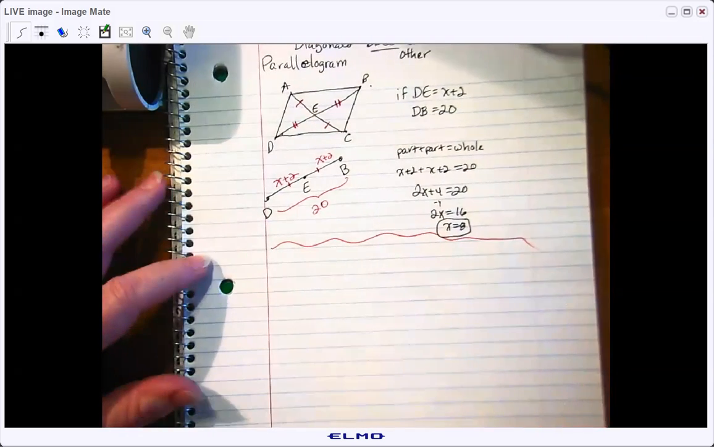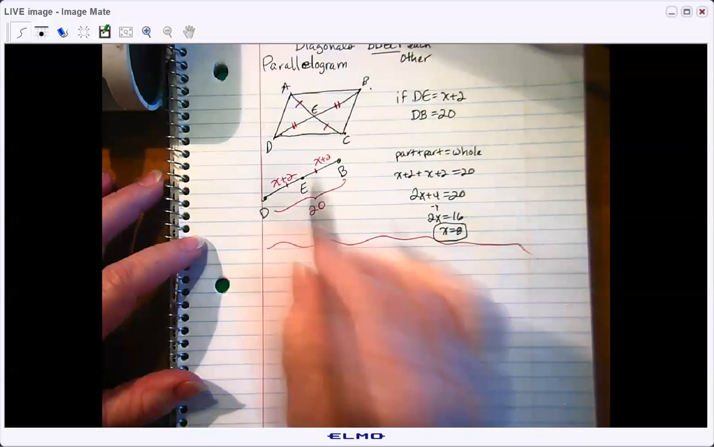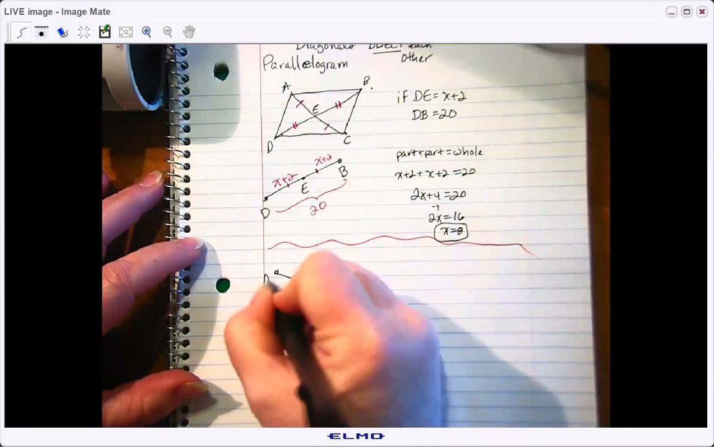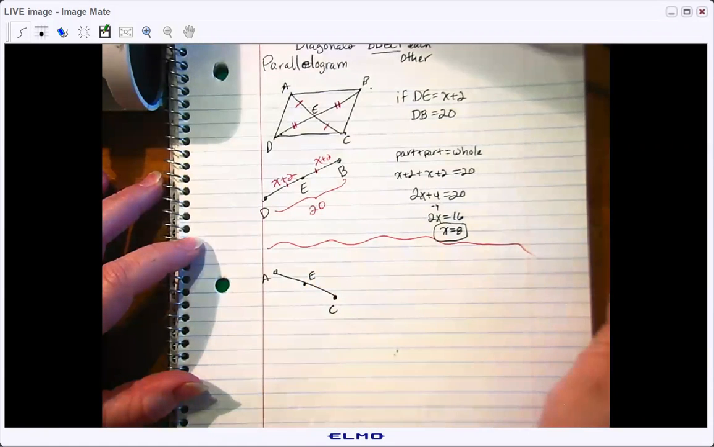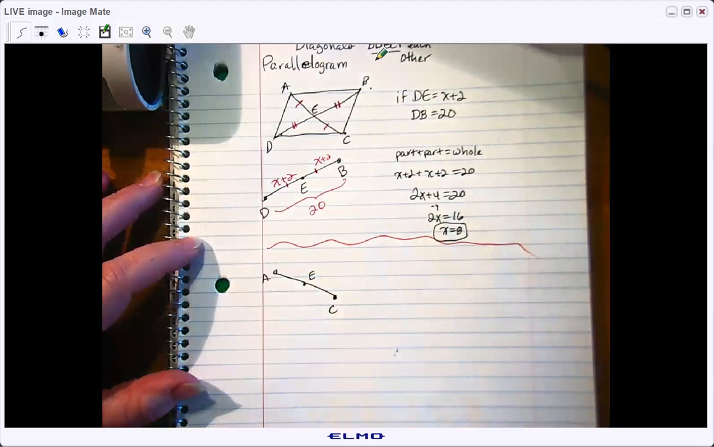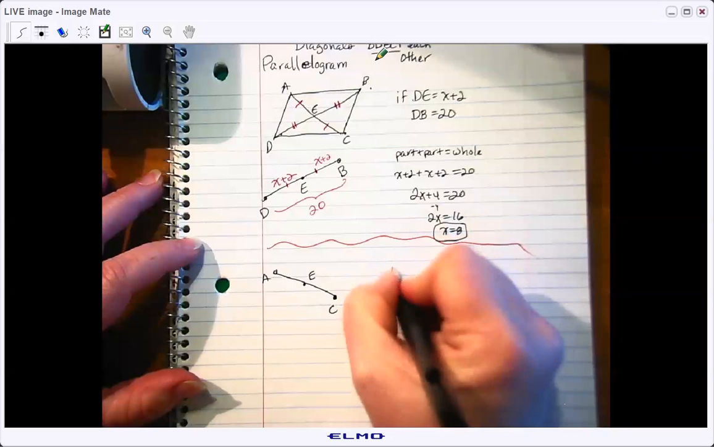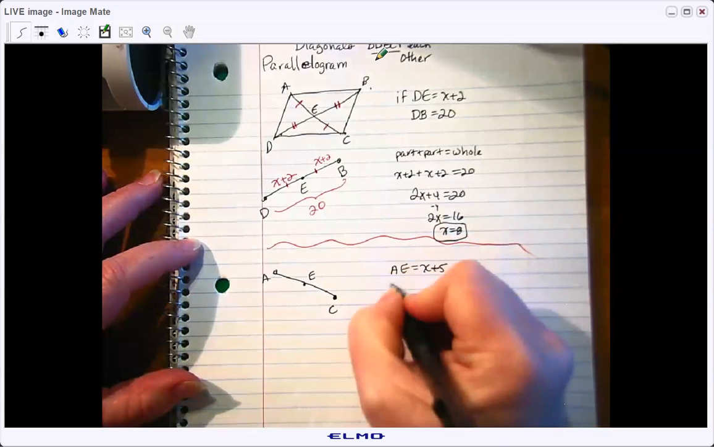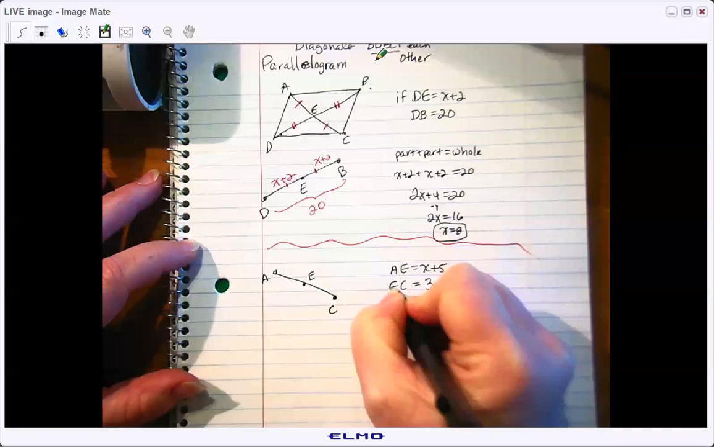Okay. So let's use the same parallelogram. This time, I'm going to talk about the other diagonal, AC. So I'm going to say that AE is equal to x plus 5, and EC is equal to 3x minus 7.